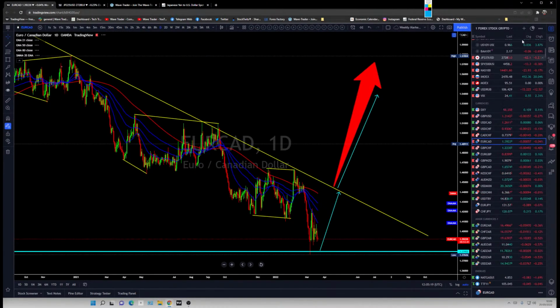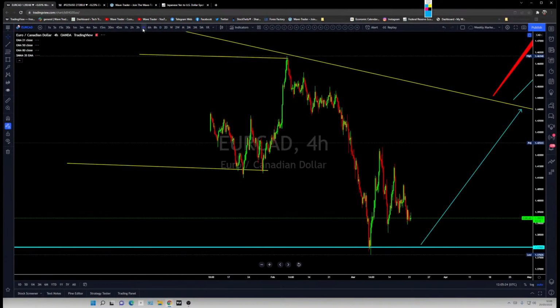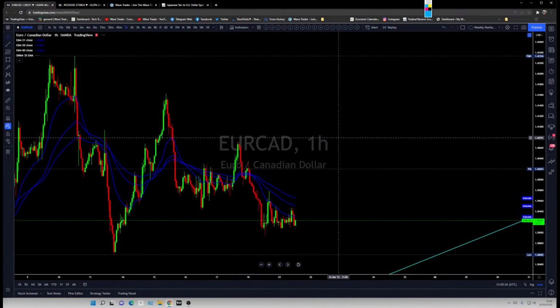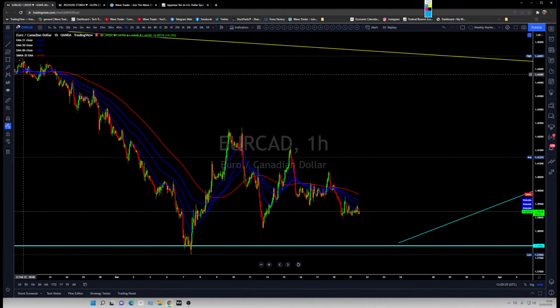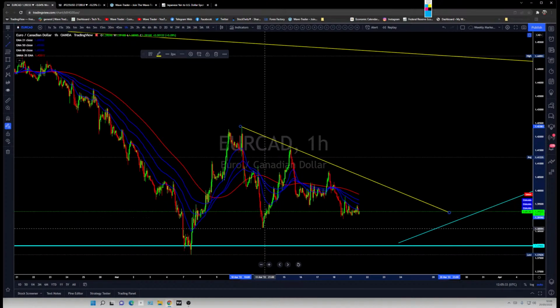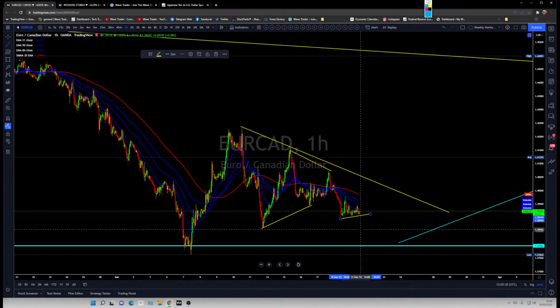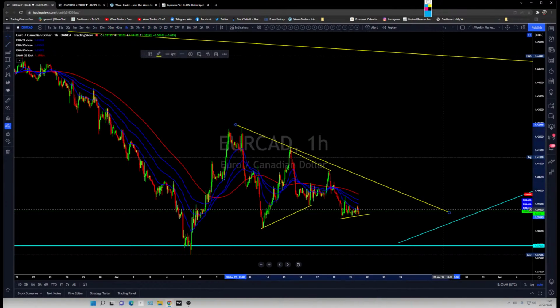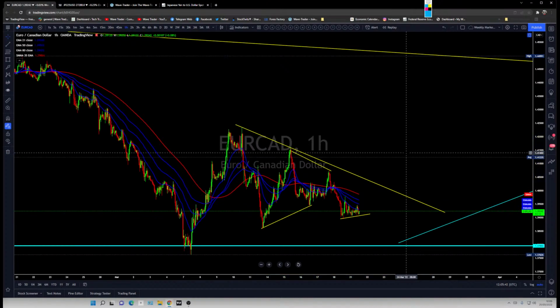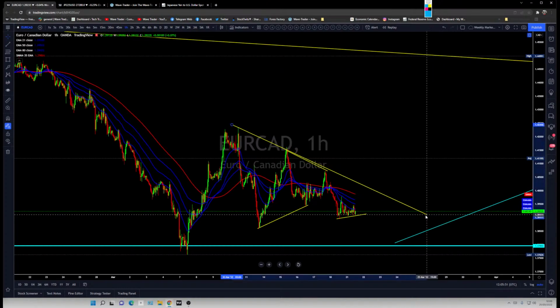So EuroCAD, again, looking for this to break out for upside, all right, and still struggling to do that because of the energy crisis in Europe, all right, and Europe is still struggling to find an alternative to Russian gas and oil.